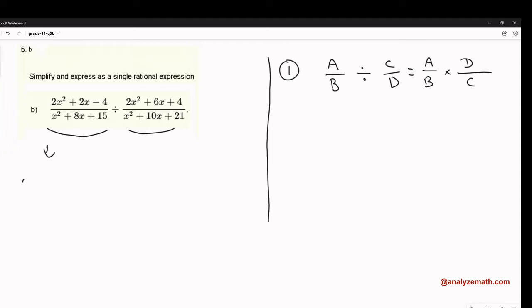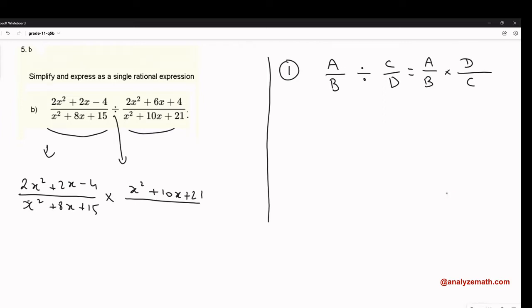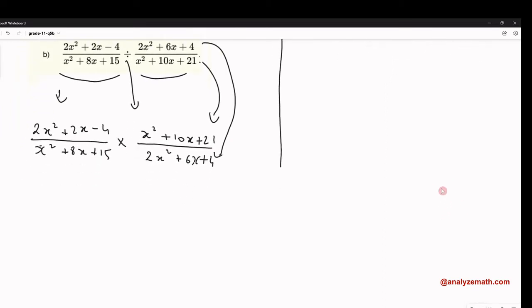So we go here and we rewrite the expressions. Now this division, I'm going to change it into multiplication. And here I take the reciprocal of this, meaning that you flip the denominator and numerator. So the denominator becomes numerator and the numerator becomes denominator. So a division becomes a multiplication, as simple as this.